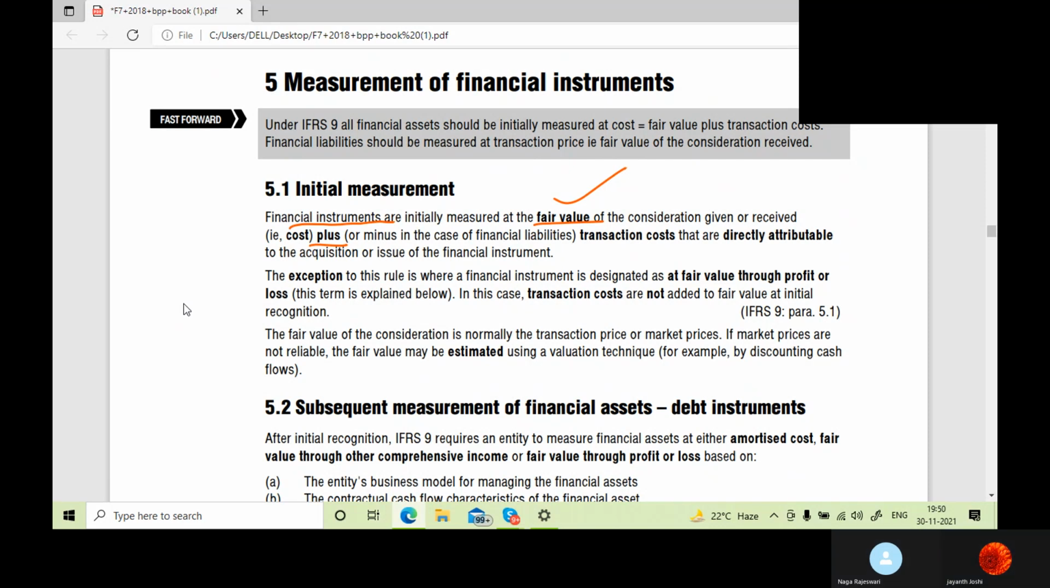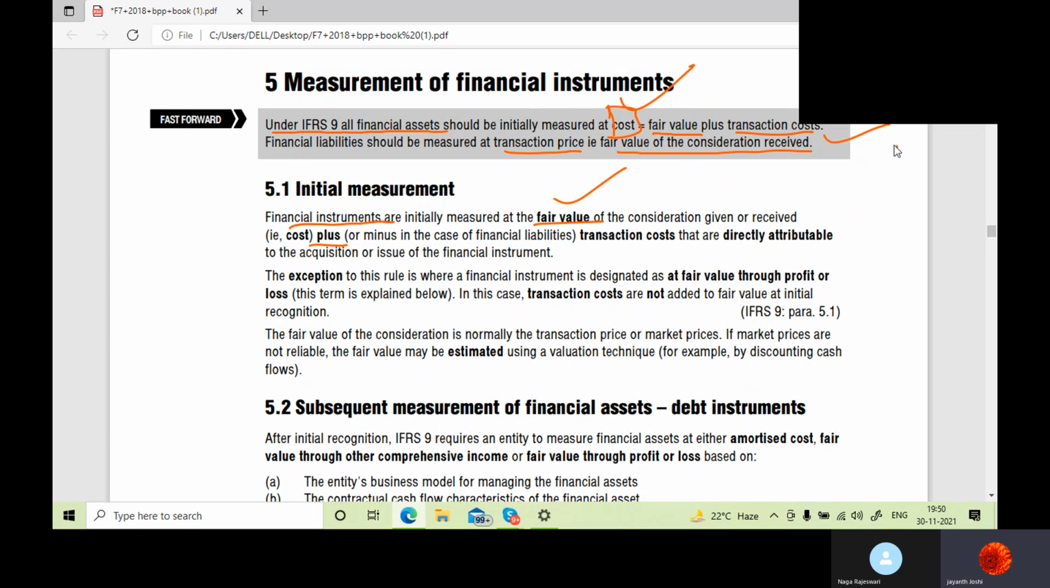Under IFRS 9, all financial assets should be initially measured at cost. What is that cost? Fair value. That means the price at which it can be sold in the market, that is nothing but fair value, plus the transaction cost which you are incurring to sell this, which you need to pay to agents and all. And financial liability should be measured at transaction price, that is fair value of the consideration received. That means the price at which you are selling it.